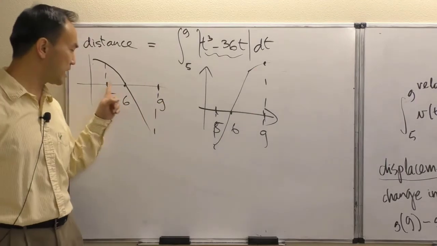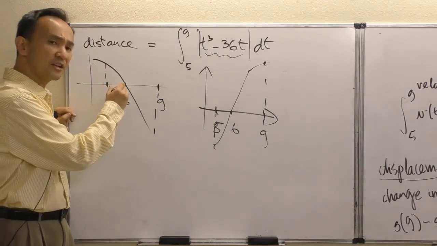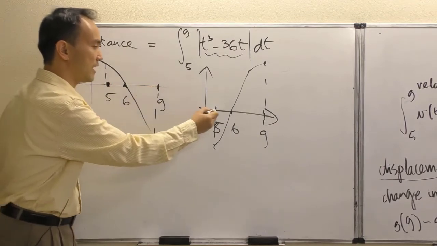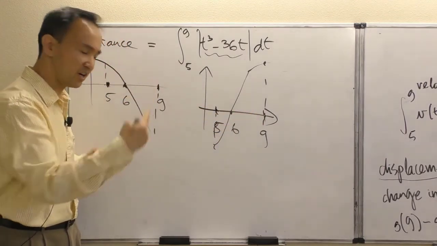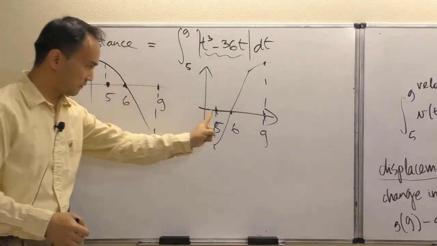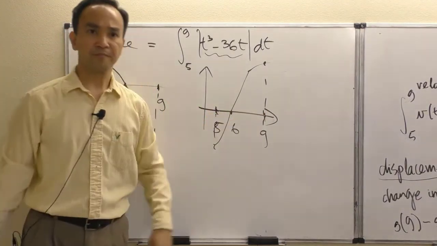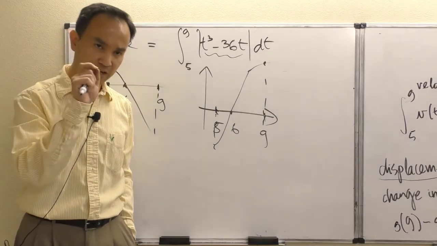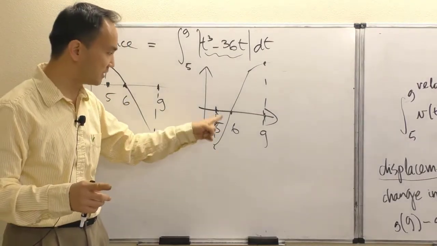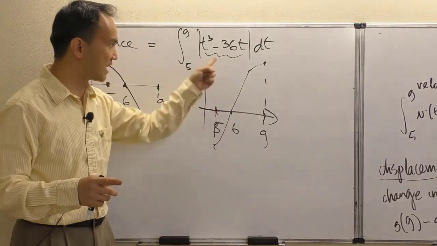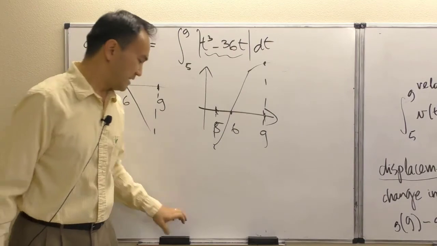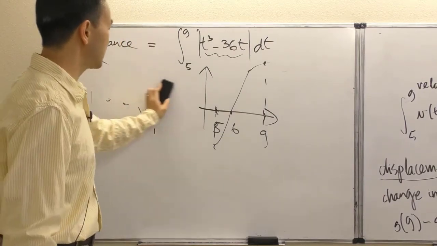So how do I know? Definitely we have to break our interval from 5 to 9 into two separate intervals. One interval from 5 to 6, and the other from 6 to 9. Two separate intervals. What I'm about to show you is how to decide algebraically, in each interval, whether our velocity will be above or below the axis. All right, so now let's find out.